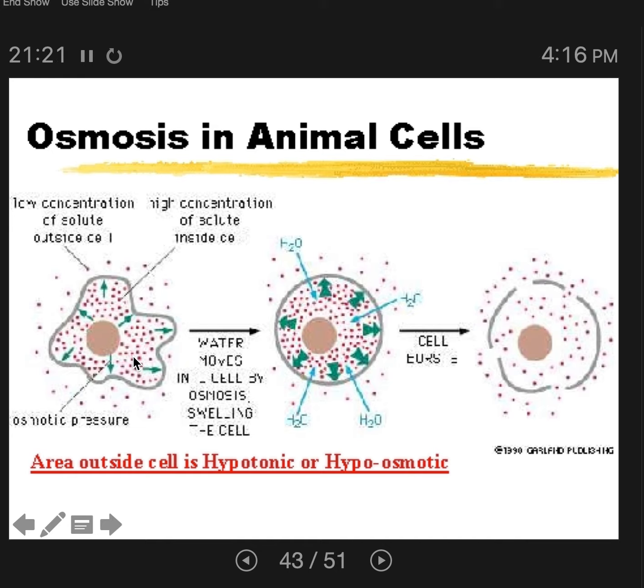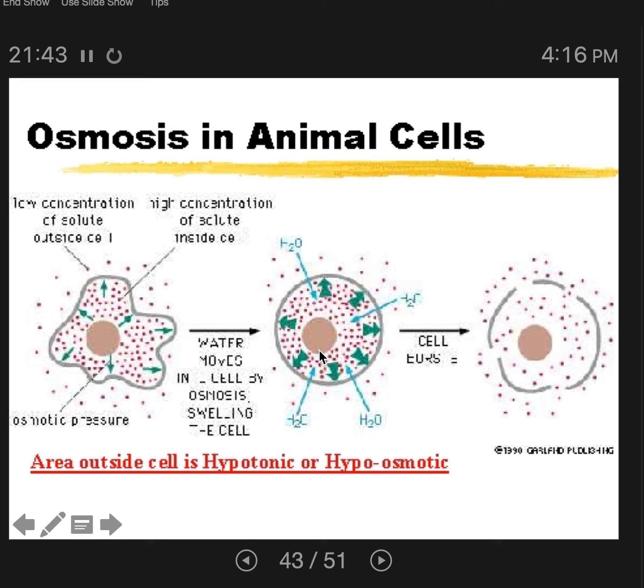Well, instead the water's going to move in. The reason water can move in is because all cells have pores called aquaporins that allow water to pass. Okay, so there are channels that allow water through. So the solute can't move out. That means the water is going to move in. The water is going to move from where it is most highly concentrated to where its concentration is low.